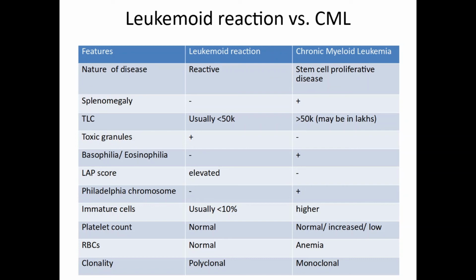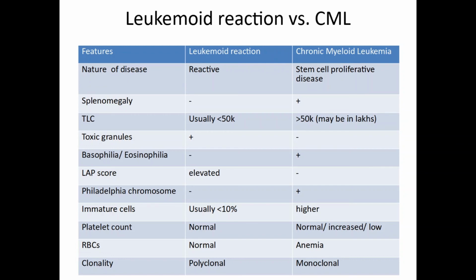Splenomegaly is characteristically seen in chronic myeloid leukemia, while it is not seen in leukemoid reaction. Splenomegaly means increase in the size of the spleen. Total leukocyte count, total WBC count, is very high in chronic myeloid leukemia. It may be in lakhs, whereas in leukemoid reaction generally the total WBC count is less than 50,000.